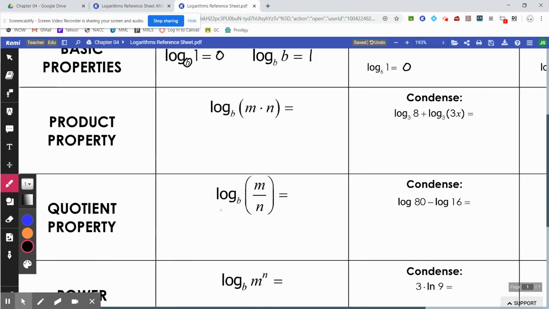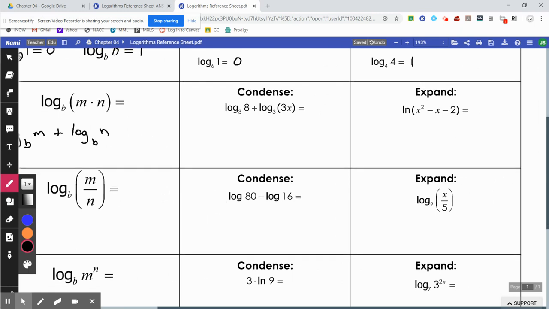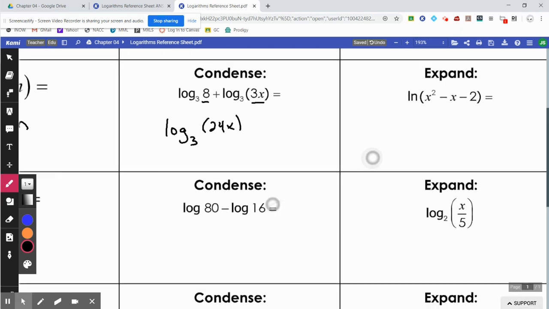Product property: the log of something times something, we can split into a sum. That'd be log base b of m plus the log base b of n. So we can use that to condense logarithms. Log base 3 of 8 plus log base 3 of 3x would be log base 3 of, we can do 8 times 3x, which would be 24x. Or we can use it to expand.